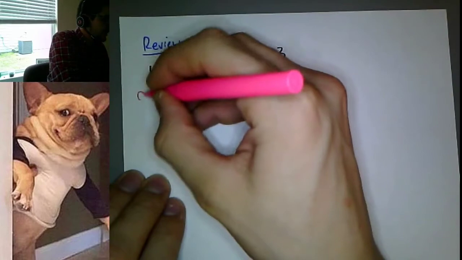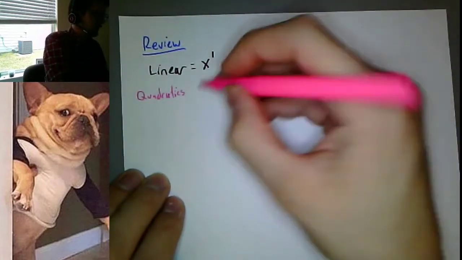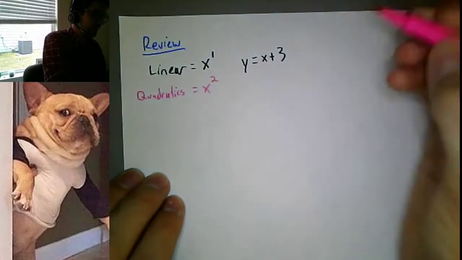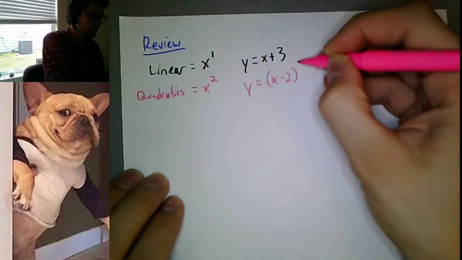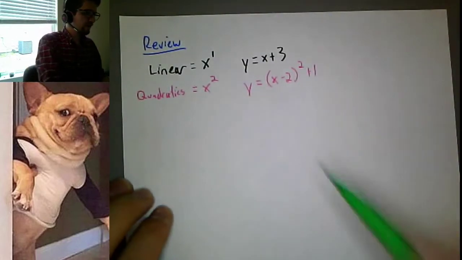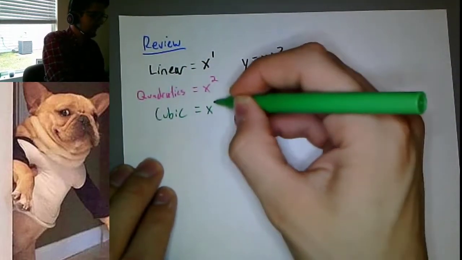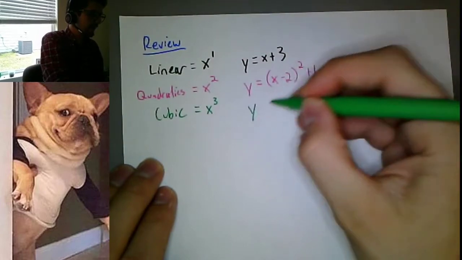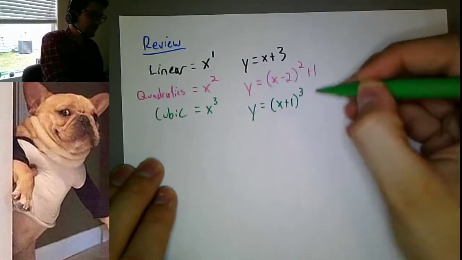We've covered quadratics, which is when you have x to the 2nd power, and that might look like y equals (x minus 2) squared plus 1, or something like that. We've covered cubics, which is when x is to the 3rd power, and that could look just like quadratics, except you substitute in a 3 for the 2.